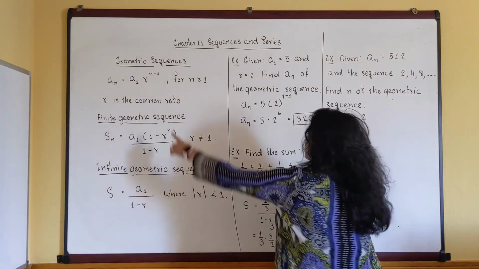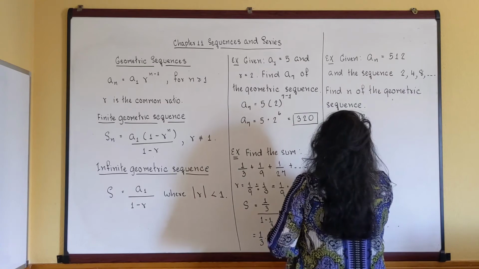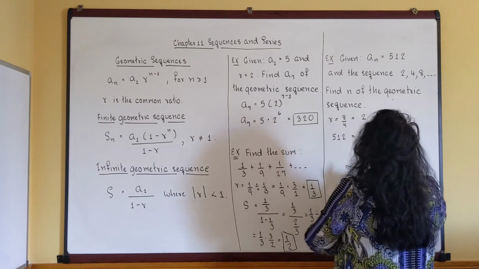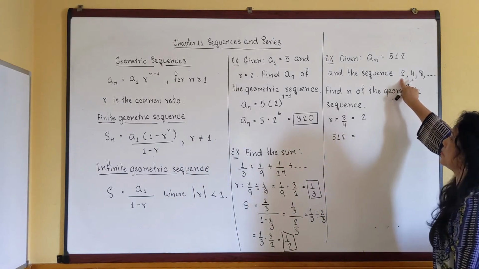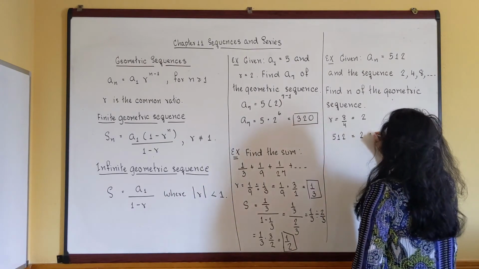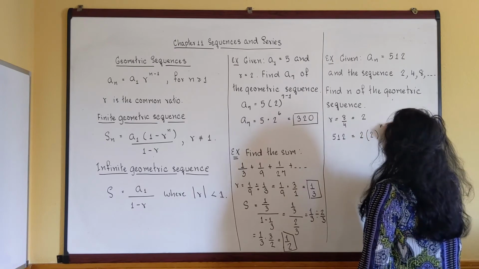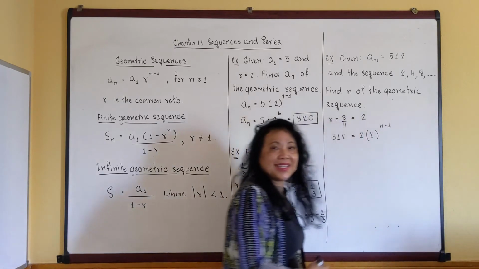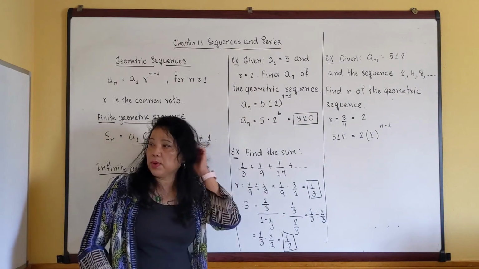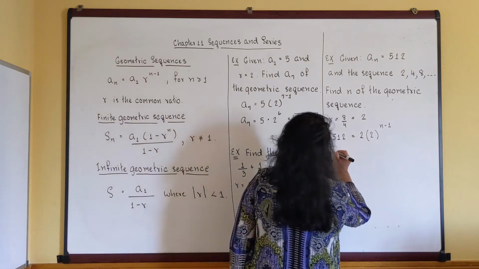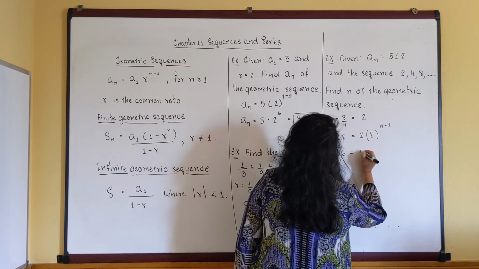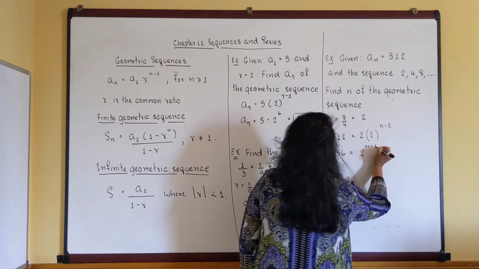A sub n, my a sub n is 512, is equal to a sub 1. A sub 1 is 2. R, we just found r here, is 2, to the n minus 1. Alright. Now I have to solve. So what I'm going to do is divide both sides by 2. So I'm going to have 256 equals 2 to the n minus 1.